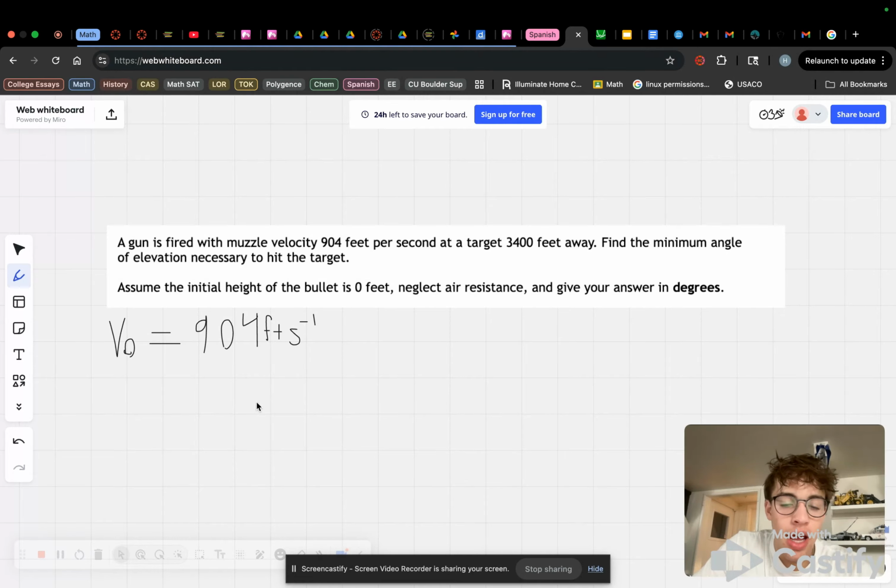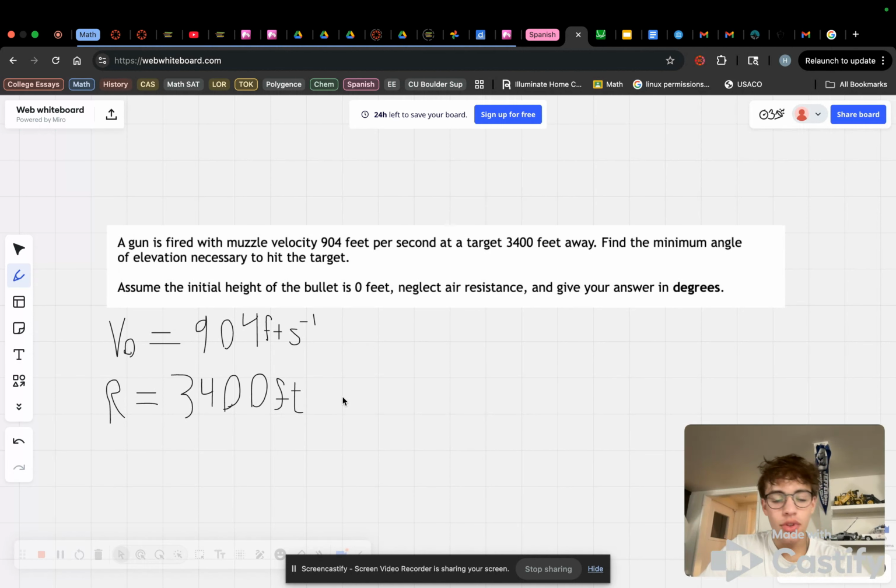All right, and then we have the target, which is 3,400 feet away. We could interpret this value as the range. It's the same thing as saying the horizontal distance, but I'm just going to call it range equals 3,400 feet.